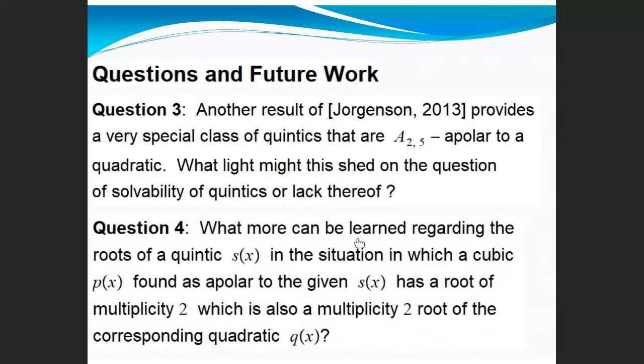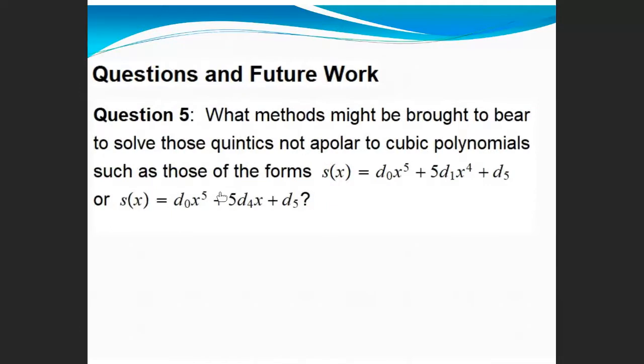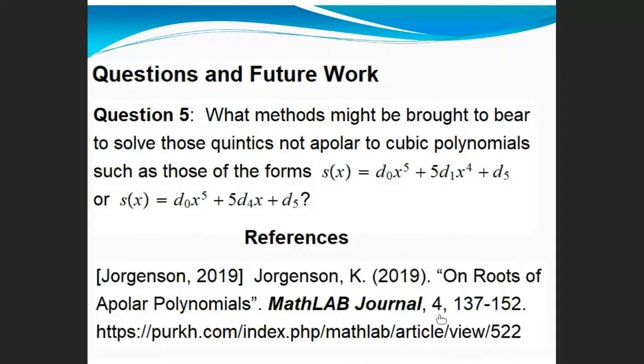So question 4 says, what more can be learned regarding the roots of a quintic S in the situation in which a cubic P, which is apolar to the given S, has a root of multiplicity 2, which is also a multiplicity 2 root of the quadratic Q of X? Now, in this case, in the examples I've seen, the roots of the Q and the P that they share don't shed light on the roots of the quintic, because the roots are only multiplicity 2. And what methods might be brought to bear on those other quintics that are not apolar to any cubic polynomials? So some outstanding questions still to look at.